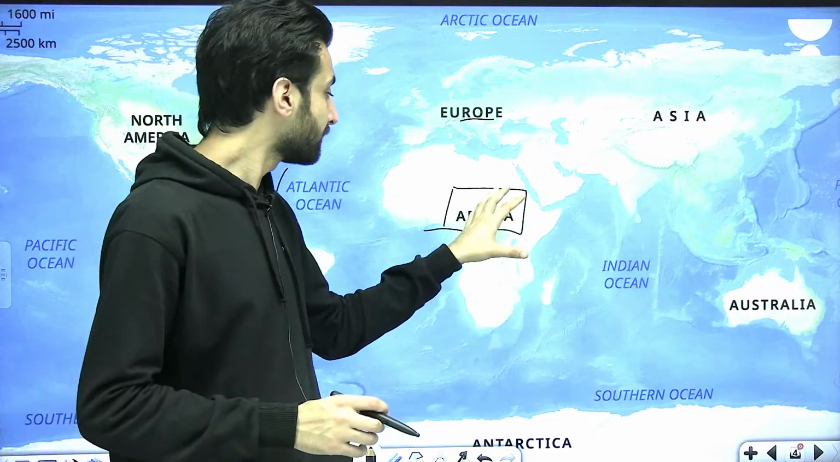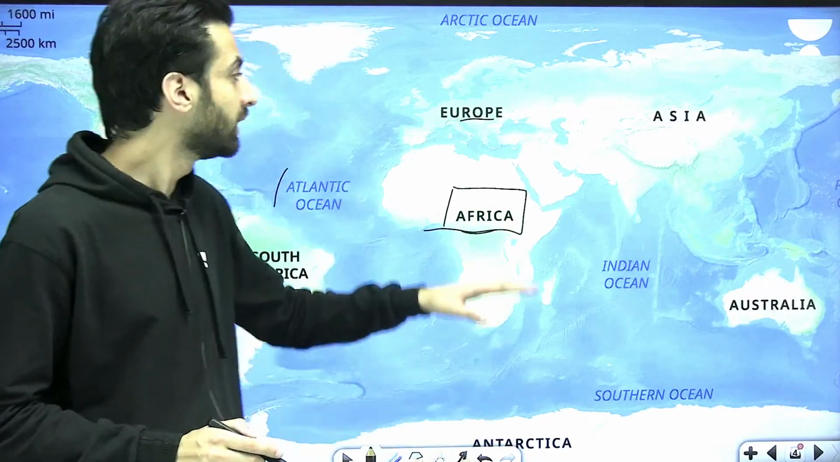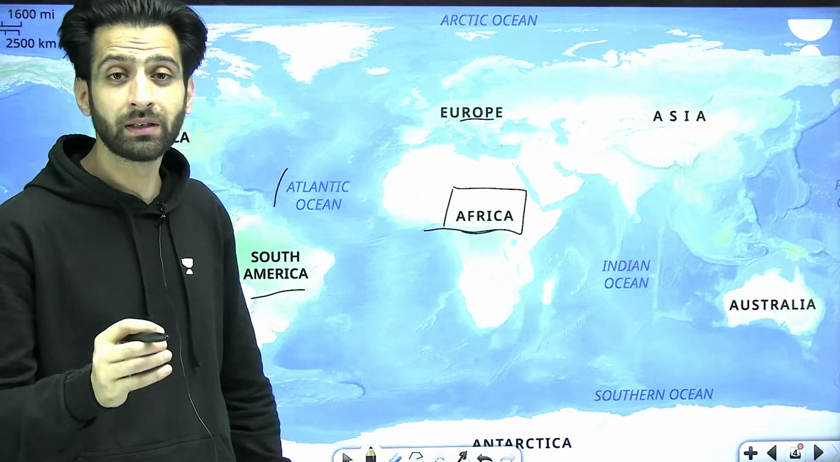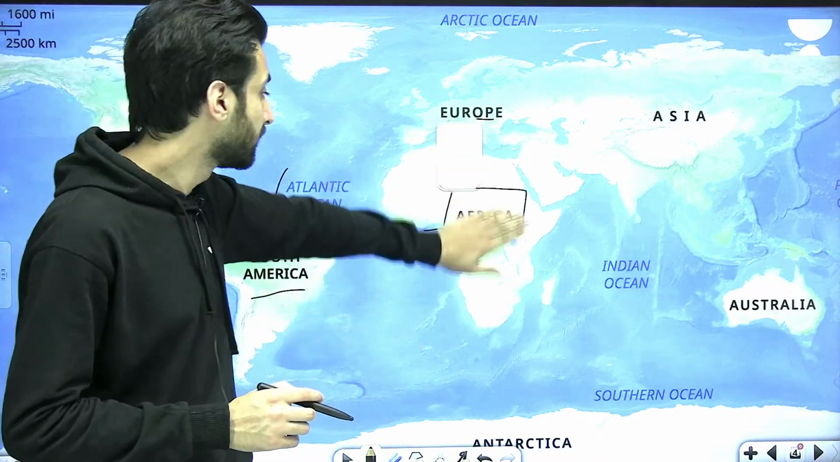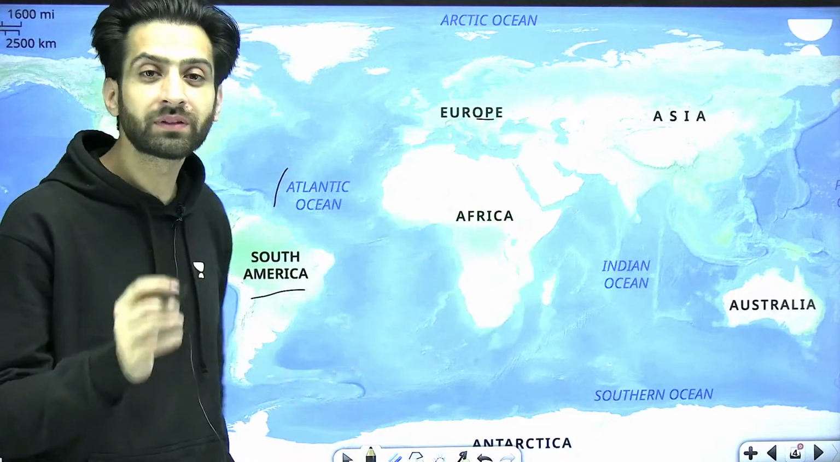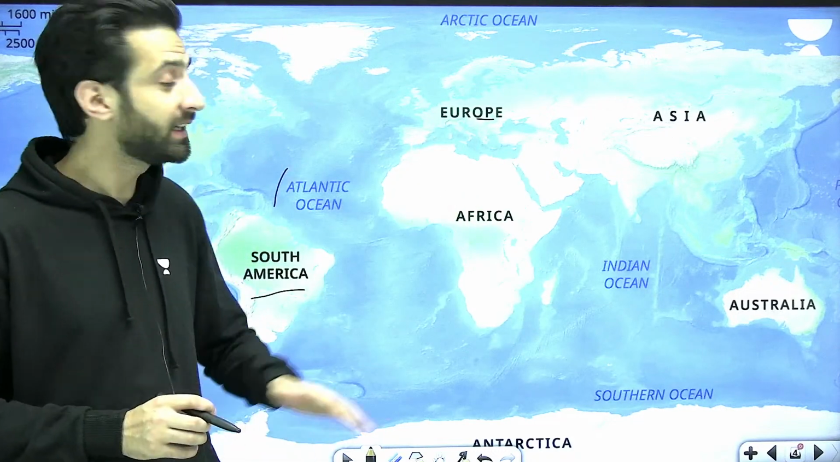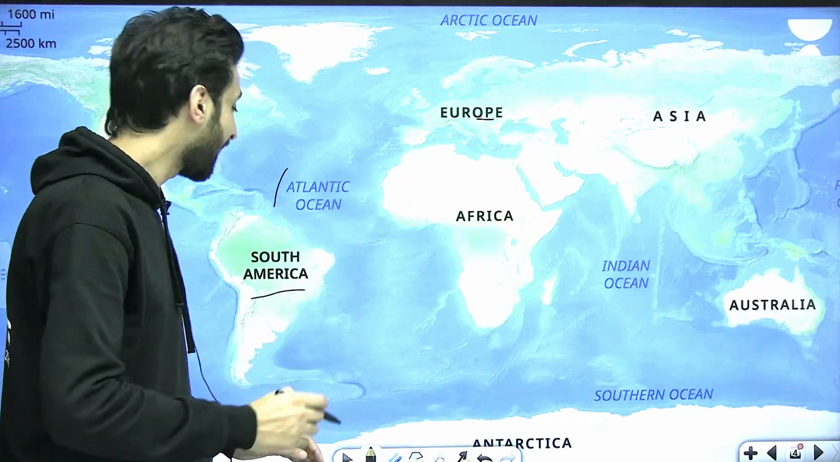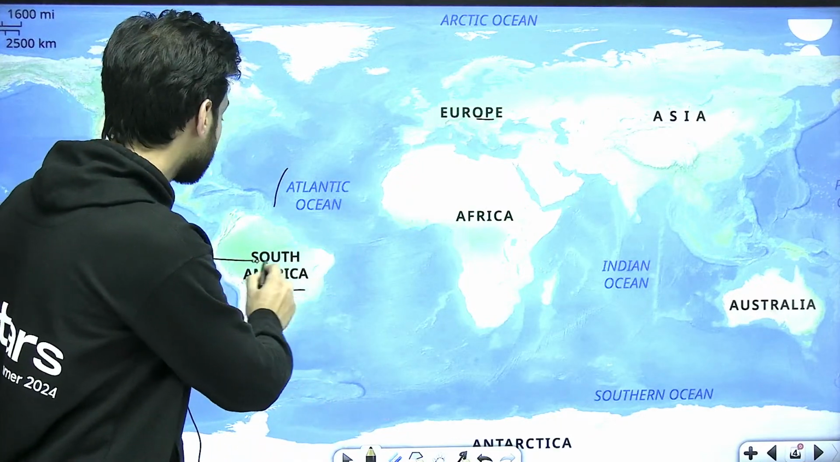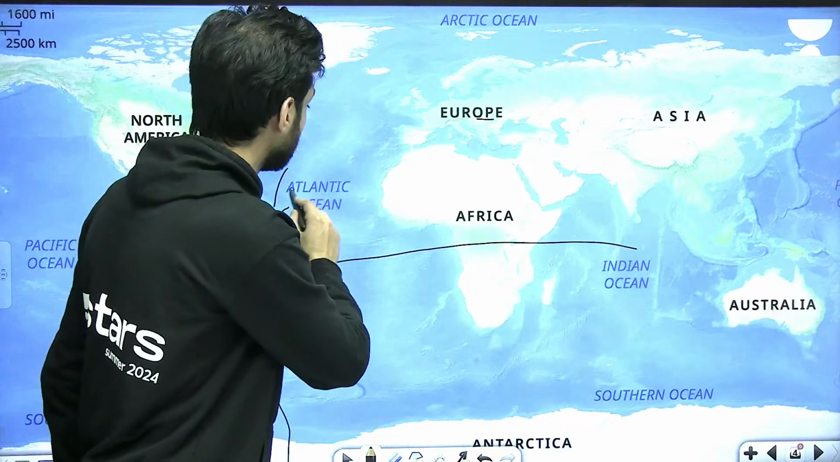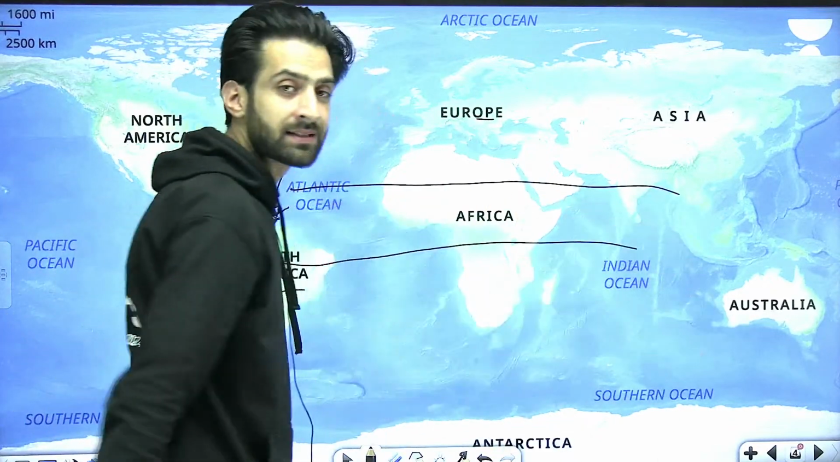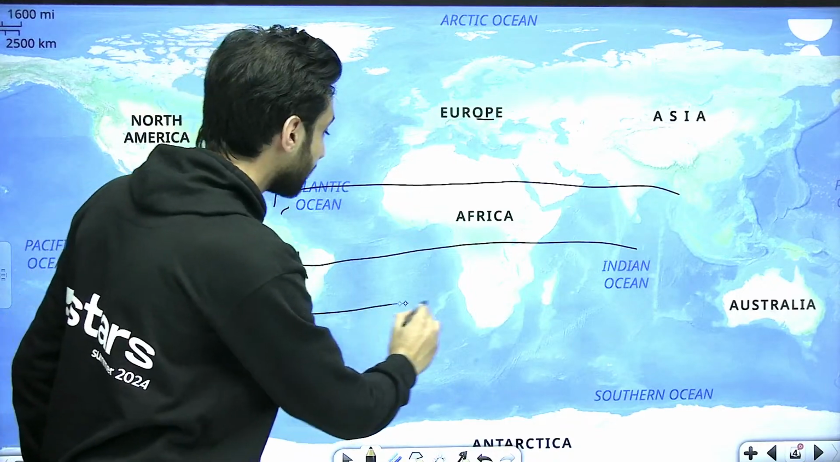So if you look at the map of Africa, you will find its location in the tropical part. This is the only continent where you will find Tropic of Cancer, Tropic of Capricorn, as well as the equator. It is the only continent. If you look at the map, you will find the equator passing through this. Then you will find the Tropic of Cancer and eventually the Tropic of Capricorn as well.